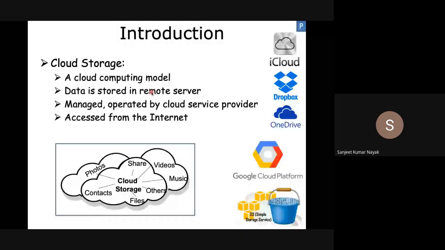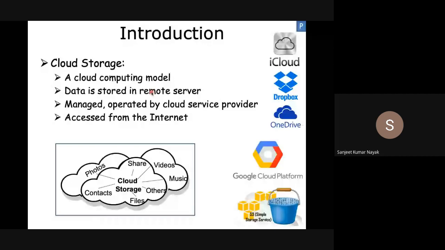So just to give you a brief overview, what is cloud storage? It is a cloud computing model where data is stored in a remote server. This is very important. Data is stored in a remote server. We are not storing the data at our own local premises. It is stored somewhere else and we may not know where it is stored. These are managed and operated by a cloud service provider.